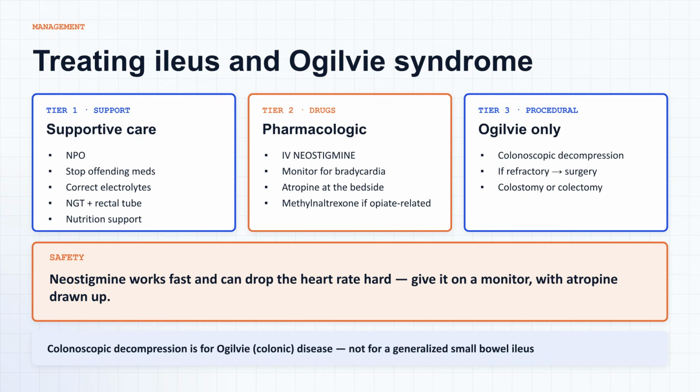Then the specific therapy, intravenous neostigmine. Give it with the patient on a monitor and watch closely for bradycardia. Have atropine at the bedside. For Ogilvie syndrome only, colonoscopic decompression is the next step if neostigmine fails. And if the colon remains refractory, surgery follows, a colostomy or a colectomy. And check contraindications first.